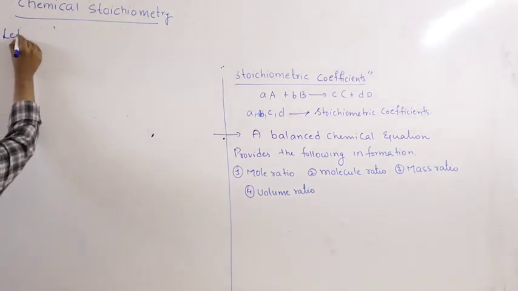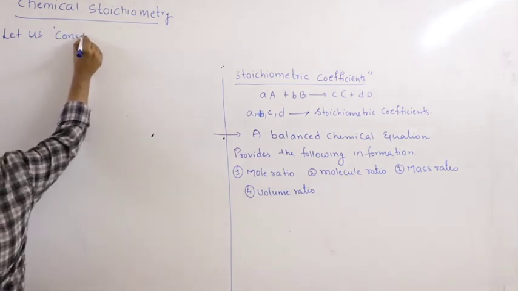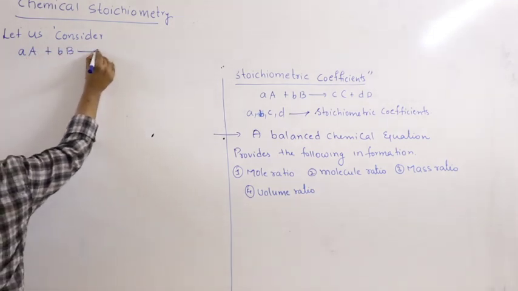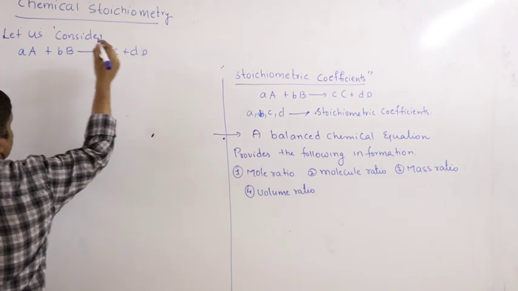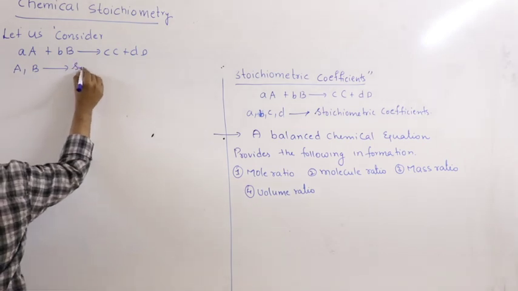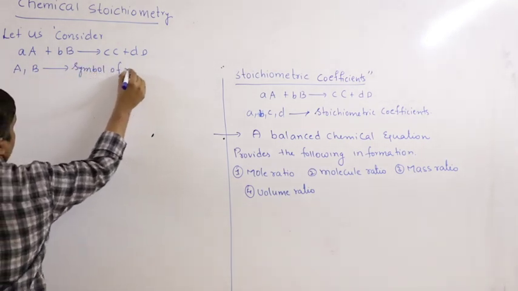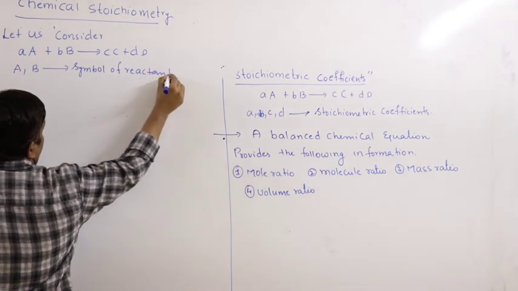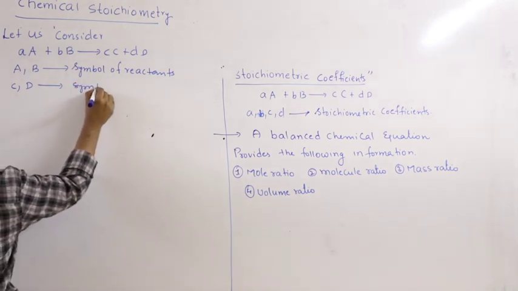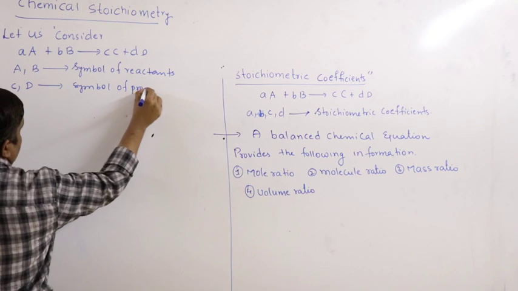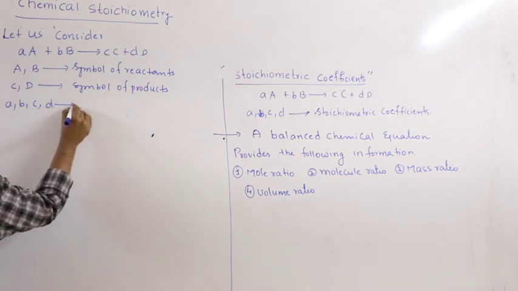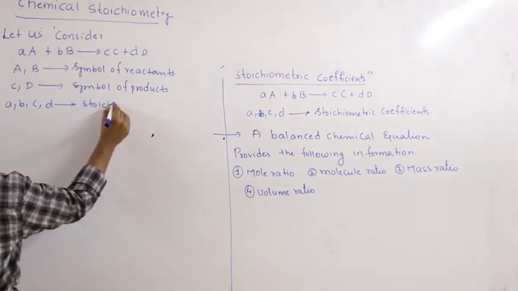So, let us consider the following equation. Small a moles of A reacts with small b moles of B gives small c moles of C and small d moles of D. Capital A and B represent symbols or formulas of reactants. C and D represent symbols of products. Small a, b, c, d represent stoichiometric coefficients.